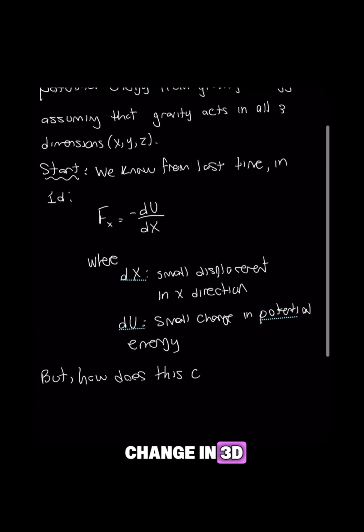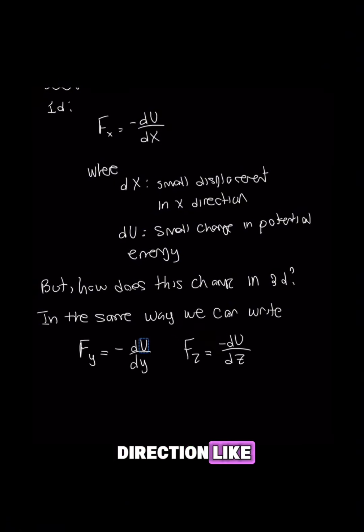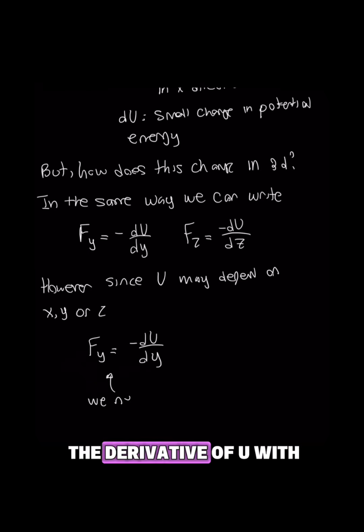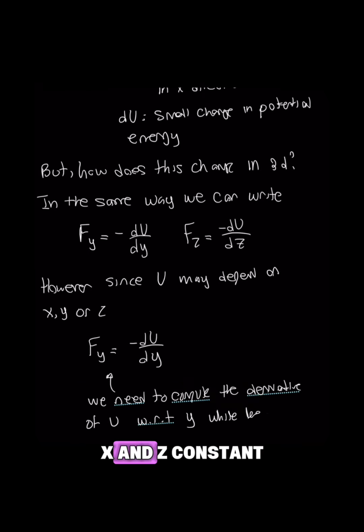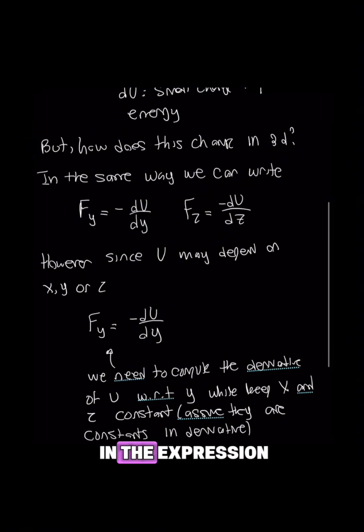But how does this change in 3D? In the same way, we can write the force in the y direction and the force in the z direction like so. However, since u may depend on x, y, or z, we need to compute the derivative of u with respect to y while keeping x and z constant. So basically when we're computing this, if there's x and z variables in the expression, we treat these variables as constants. So these can just be treated as random numbers.